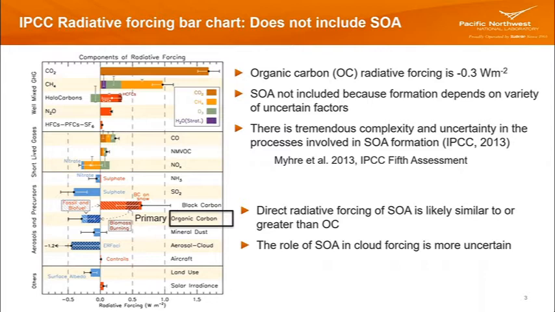And SOA was not even included in the radiative forcing estimates because the previous IPCC report acknowledged that there is tremendous complexity and uncertainty in the processes involved in SOA formation. So even though the radiative forcing bar chart talks about organic carbon, it's primary, it's not the secondary component of organic aerosol.